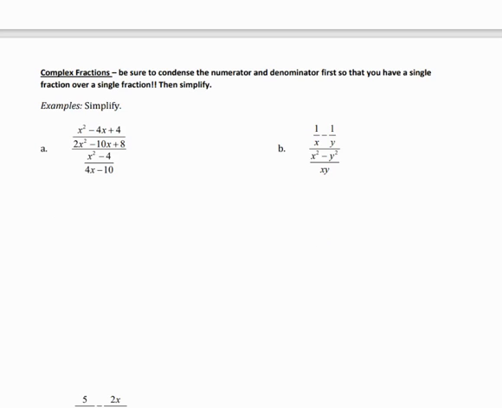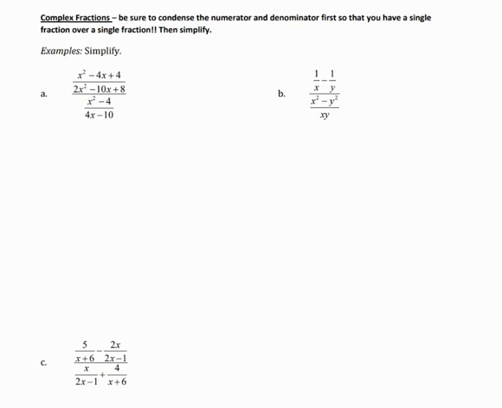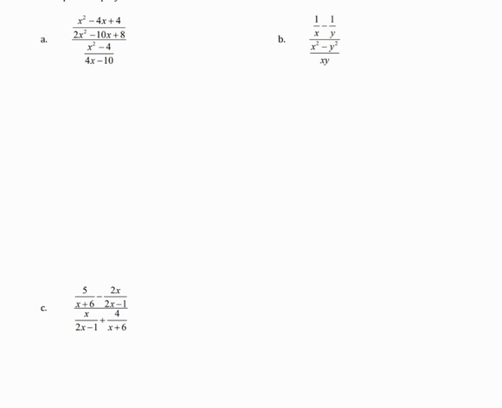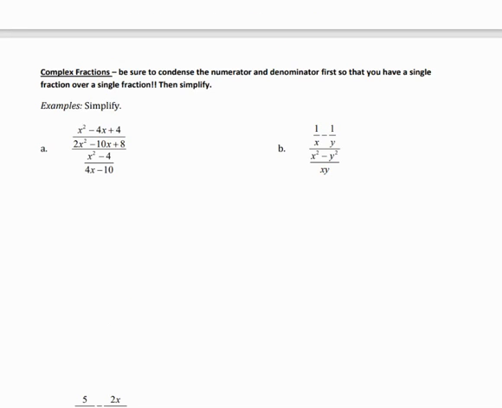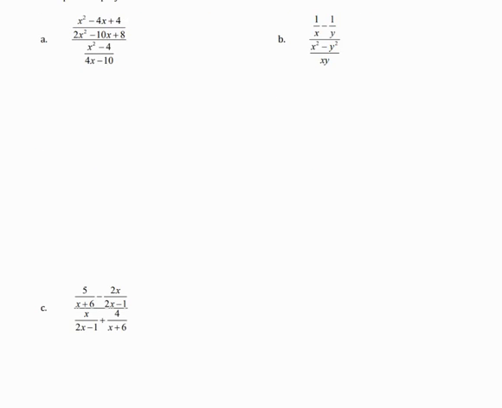Lastly, we have complex fractions, and we're going to look at complex fractions a few times. We already saw them before where we had a single fraction over a single fraction. This time around, they're going to get even more complex, okay? What happens here is we may not have just a single fraction over a single fraction, right? Look down at letter C. We have a bunch of fractions. So what we need to do is condense the numerator and denominator so that we do have that single fraction over a single fraction. It will allow us to simplify. So I'm going to do B for you. A should be review. And then after I do B, you try C.